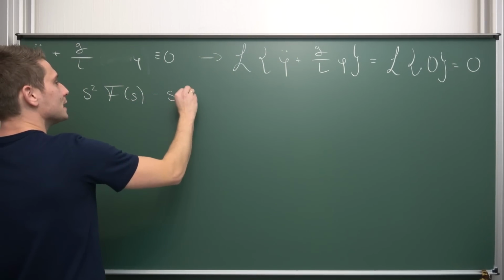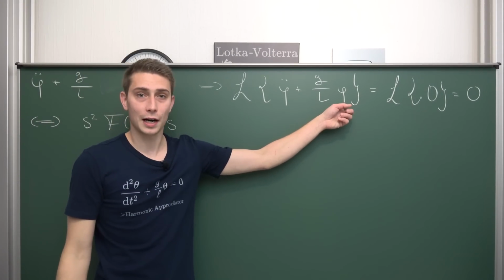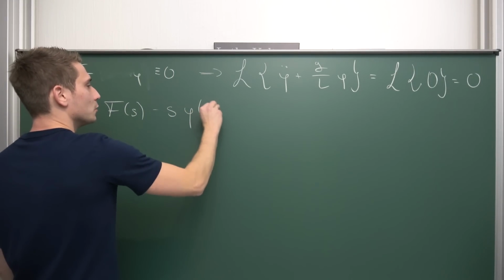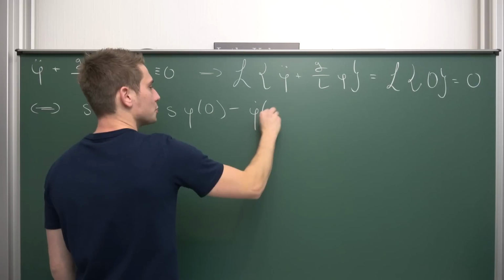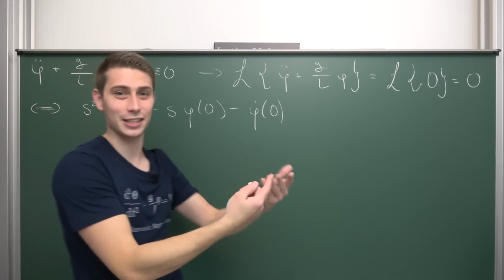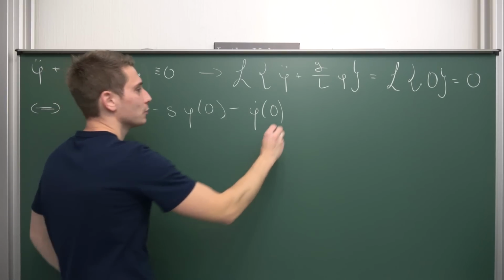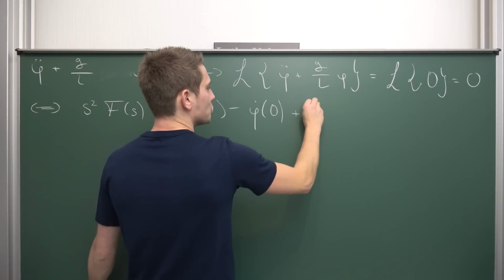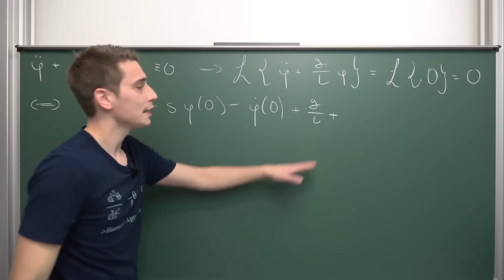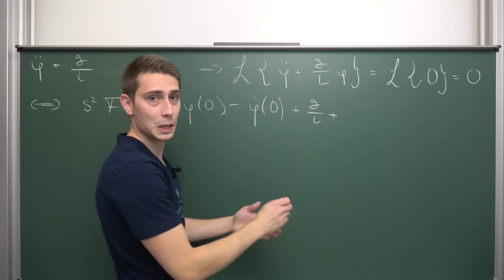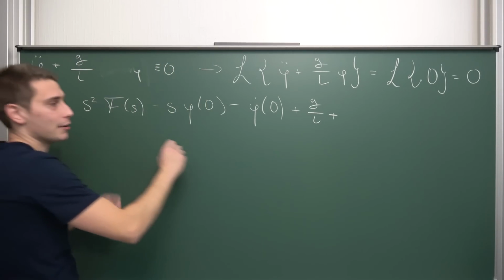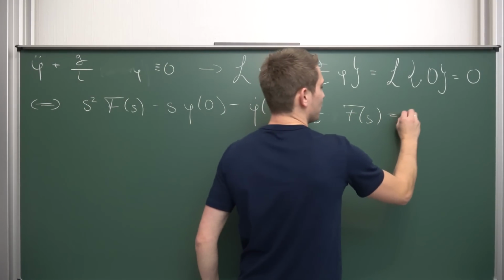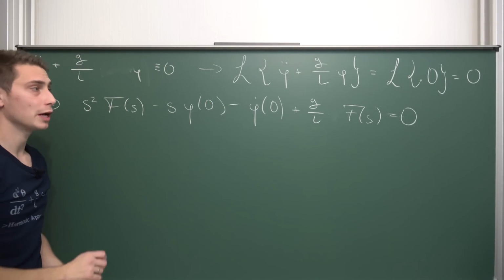And then negative s times our regular phi of 0, the solution to the initial value problem. So phi of 0 minus phi dot of 0. This right here is the angular velocity at the point t equal to 0. We are not done yet, we also have to add g divided by L times the Laplace transform of phi, and the Laplace transform of phi is just capital F of s. And not plus, but times, is hence equal to nothing but 0. This right here is what we are going to have now.